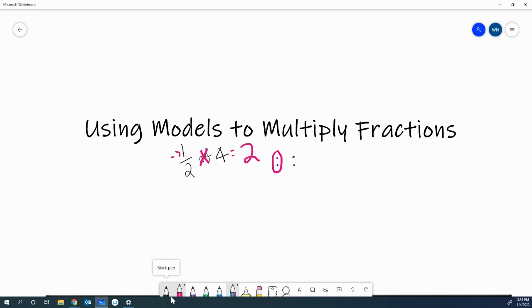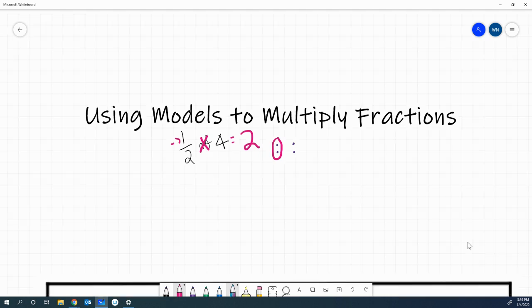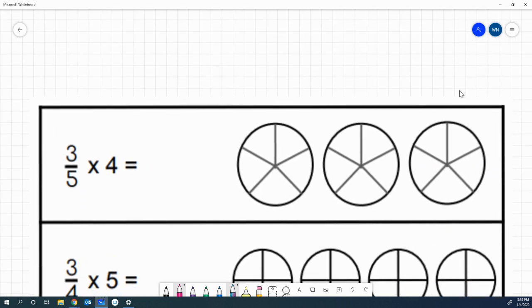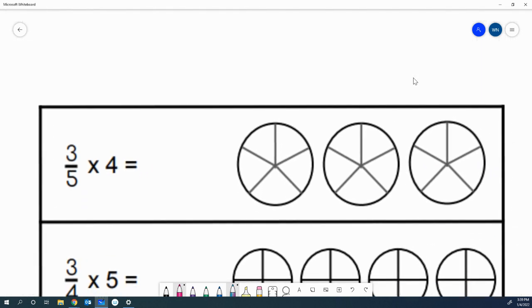Today's going to be a little bit different. We're going to be using circles that are divided instead and coloring the number of fractions the number of times as our whole number. It's going to make sense. Let's dive into it. For this first one, we have 3/5 times 4. Remember, times is the same as of. So 3/5 of 4, or 3/5 4 times.